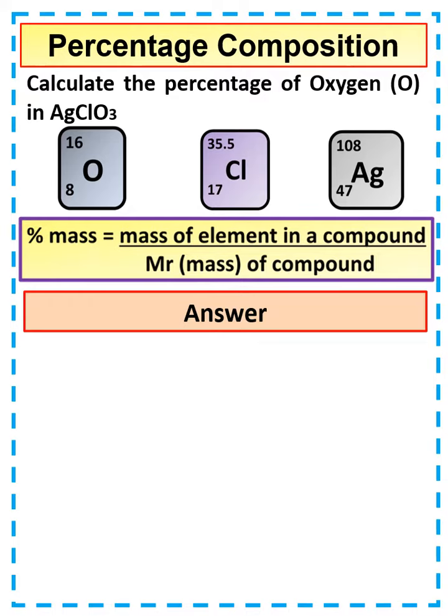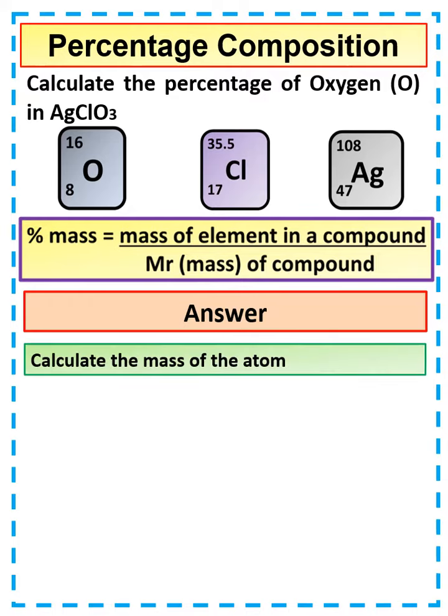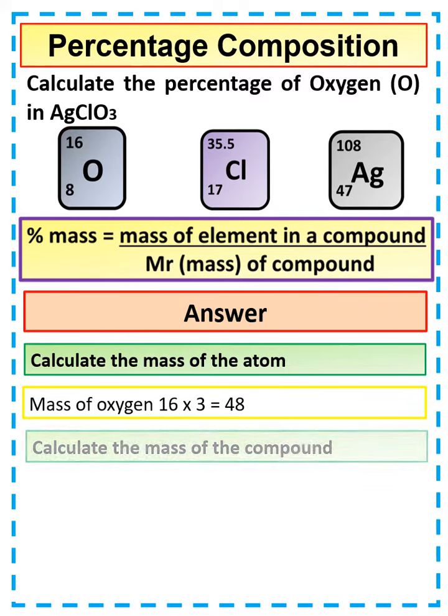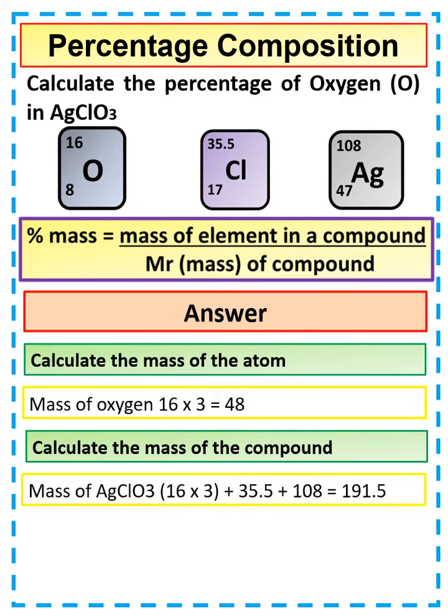So the first thing we need to do is work out the mass of the element we're looking for. We know we're looking for oxygen. We've got 3 of them, so we're going to do 3 times that 16 to give us a mass of 48. We then need to work out the total mass of the compound. So we're going to do 3 lots of oxygen plus 1 lot of chlorine plus 1 lot of silver to give us a total mass of 191.5.